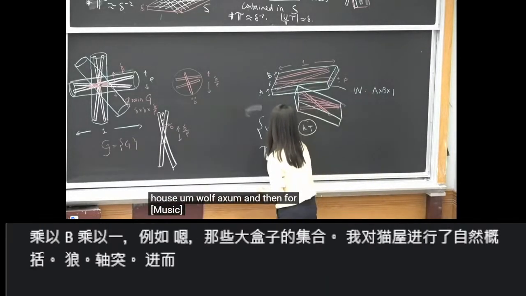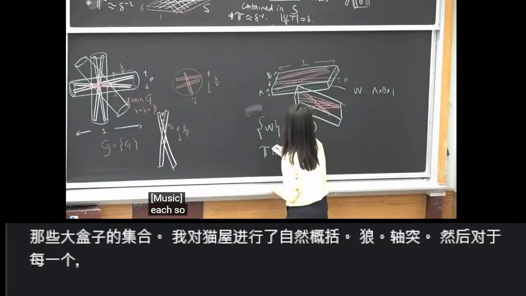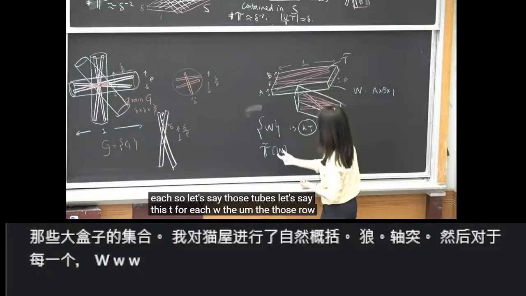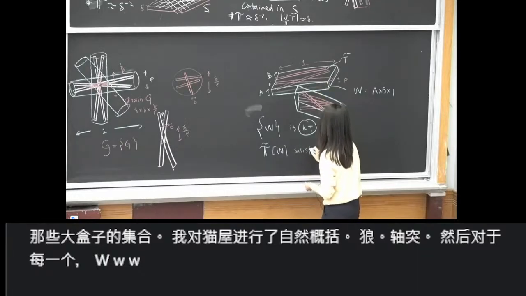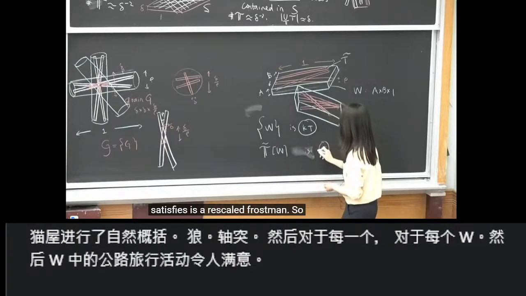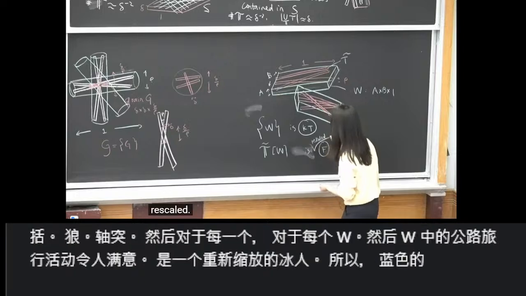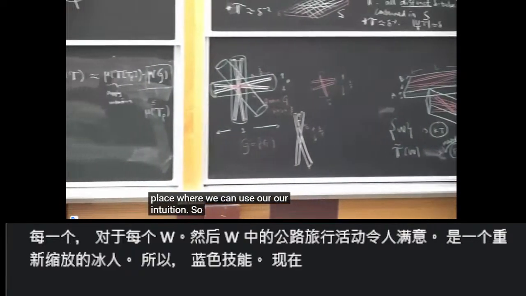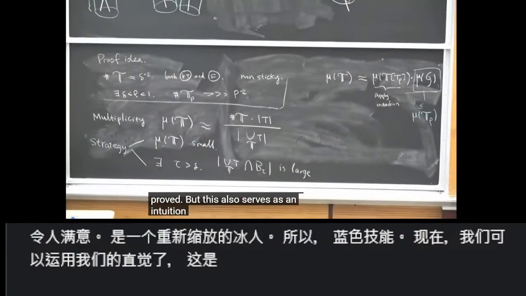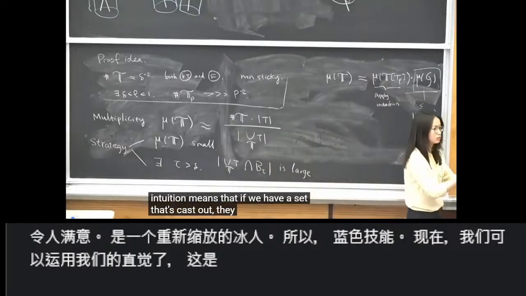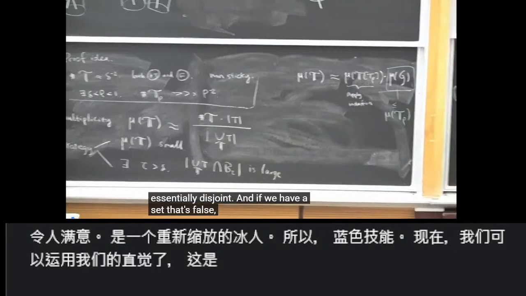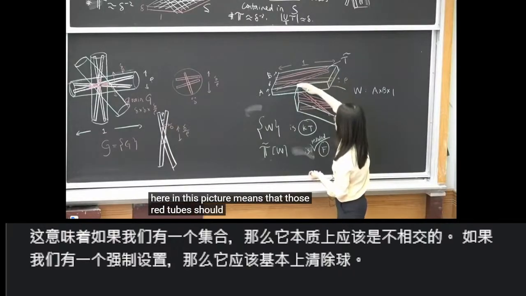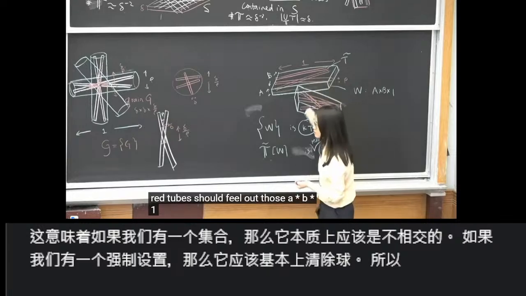And then for each W, those rho tubes contained in W, let's say this is T bar, satisfy a rescaled Furstenberg condition. Now here is the place where we can use our intuition. This is the theorem we proved, but it also serves as an intuition. It means that if we have a set that's Katz-Wolff, they should be essentially disjoint, and if we have a set that's Furstenberg, it should essentially fill out the ball. So here in this picture, it means that those red tubes should fill out those A times B times 1 boxes.